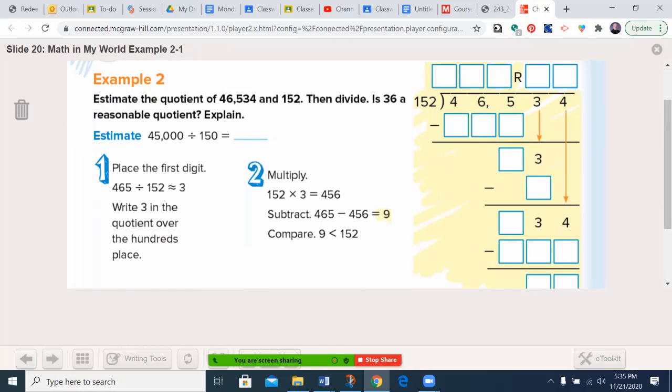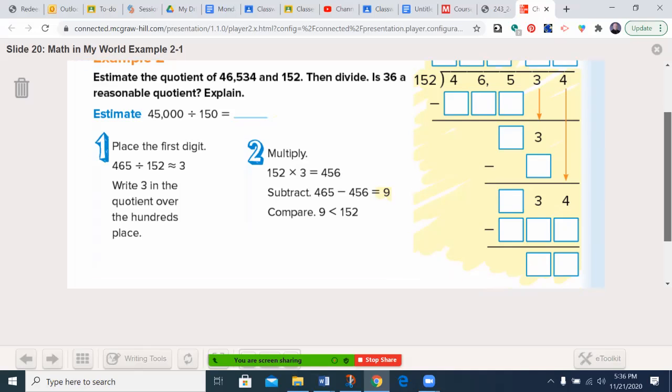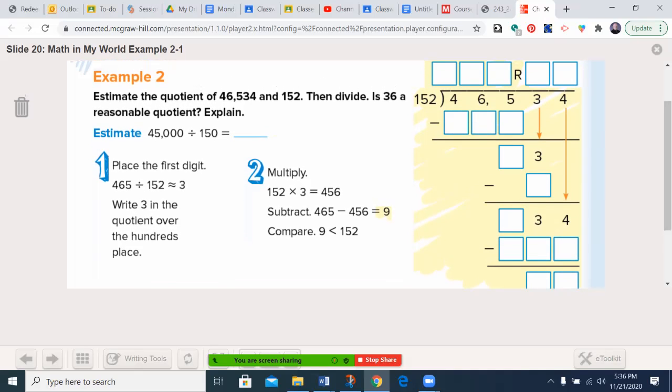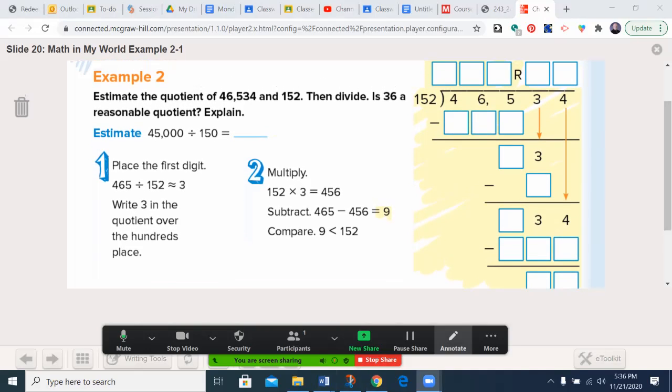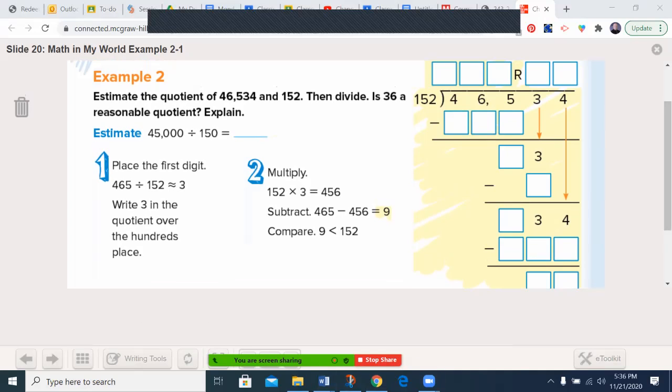So cool. So let's look on the top of 278, example niche. First, they want us to estimate the quotient of 46,534 and 152. Looks like a big problem, but the steps are still going to remain the same. So again, we're going to fill this out as we go. So I'm going to grab my annotation tool so we can get started. And the first thing we're going to do is we need to find a reasonable estimate.